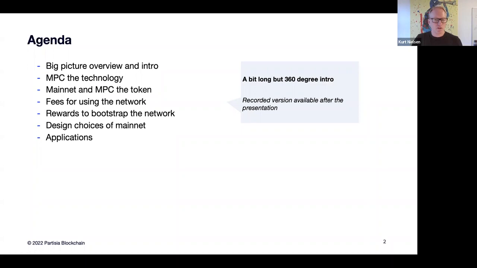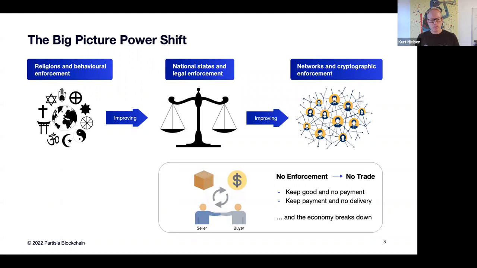The idea here is that if you look at any economy, it really starts out with some very basic games, the so-called exchange game, which is the exchange of goods and services for money. This game is bound to fail unless you have some enforcement. If you have a well-functioning national state with a legal system, you have punishment there, and people would not go to these extremes to keep the goods and not pay for them.